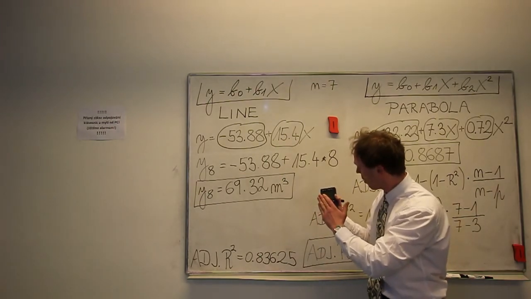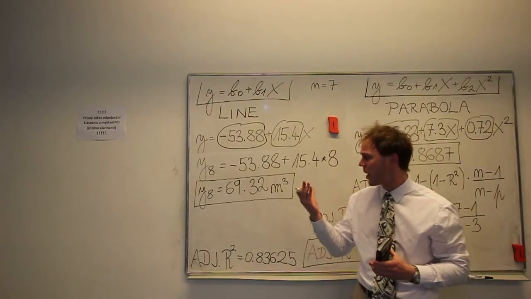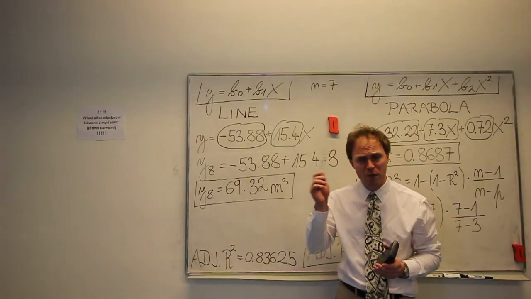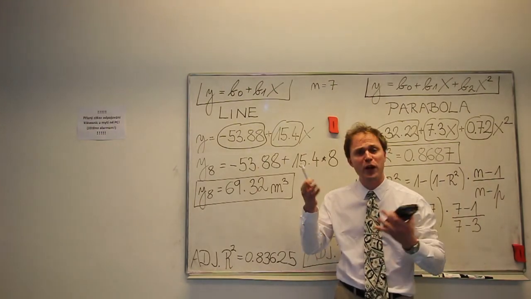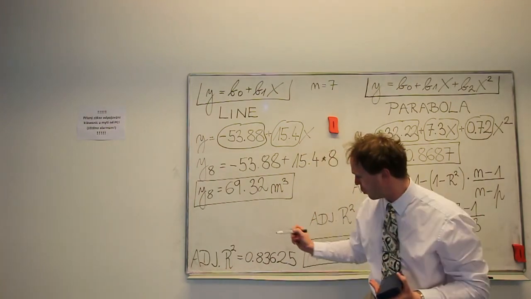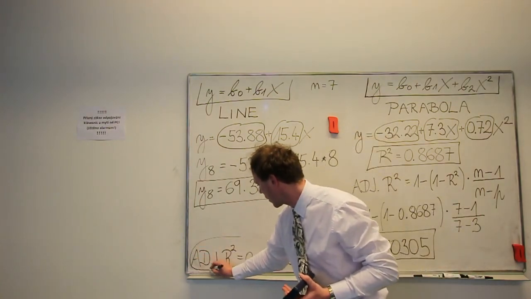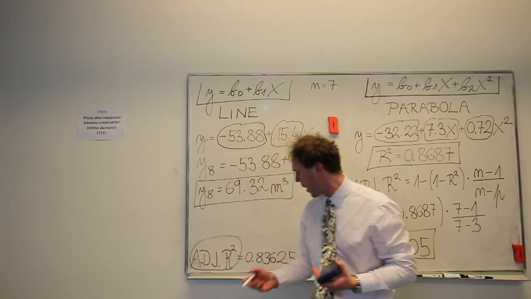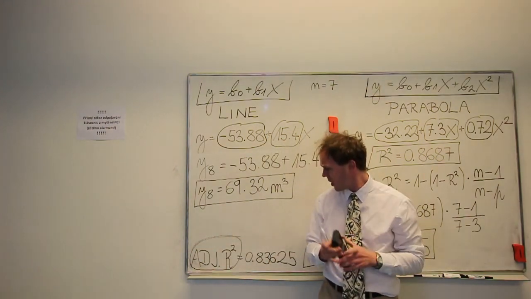So this is the end for today. I hope that everything was clear. Remember, if we compare different models with a different number of coefficients, we must use the adjusted version of R squared. This is the most important thing now.